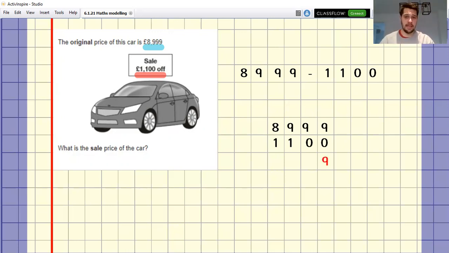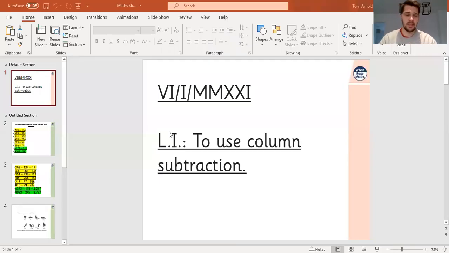And we work from the right-hand side, so 9 take away 0 is 9. Try and say this with me as we develop through the video. 9 take away 0 is 9. 9 take away 1 is 8. And 8 take away 1 is 7. So what you're going to be doing is, I'm going to stop sharing that screen and then change over to our PowerPoint. You can write down your date and LI. So the 6th of the 1st, 2021 now.